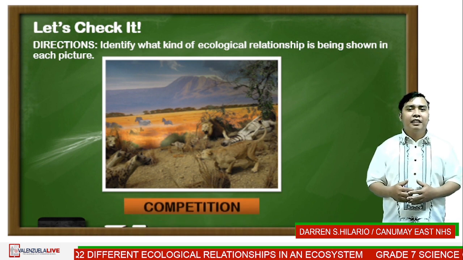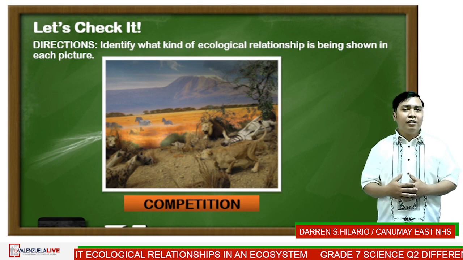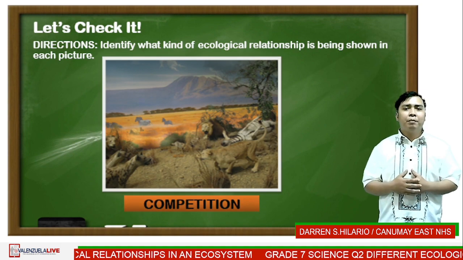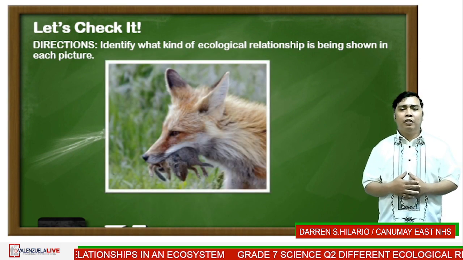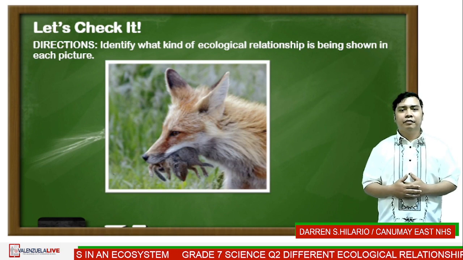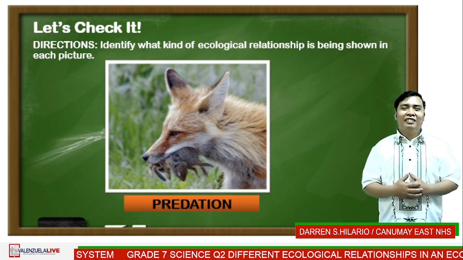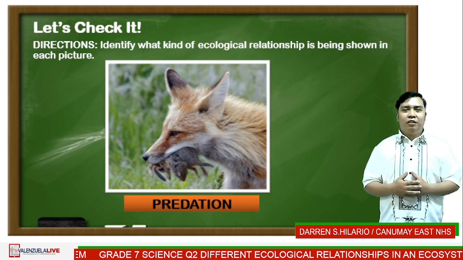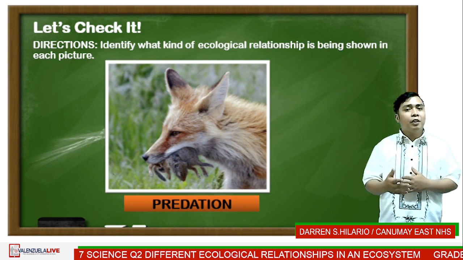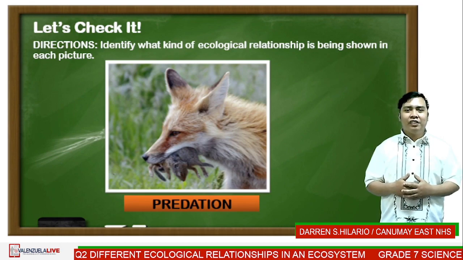You got it right. The ecological relationship shown is competition. These animals usually compete for food and territory. And for the last number, a fox eating a squirrel. Type your answer in our comment section. Excellent! The correct answer is predation. As we can see, the predator in this scenario is the fox because it eats the prey, which is the squirrel. Great work, grade 7 learners.